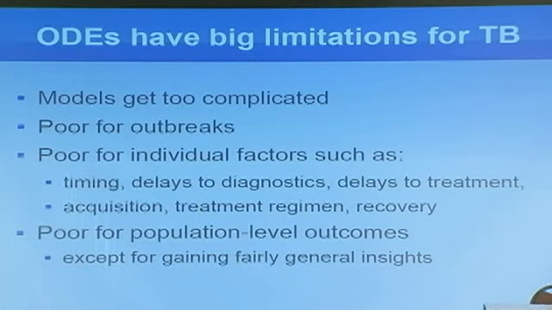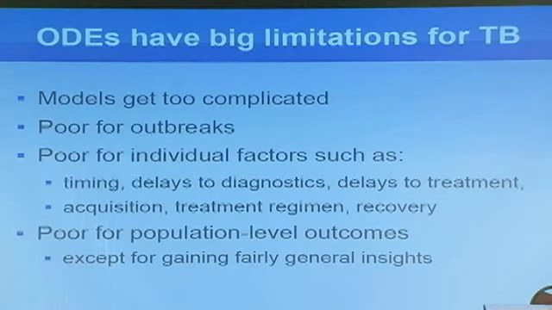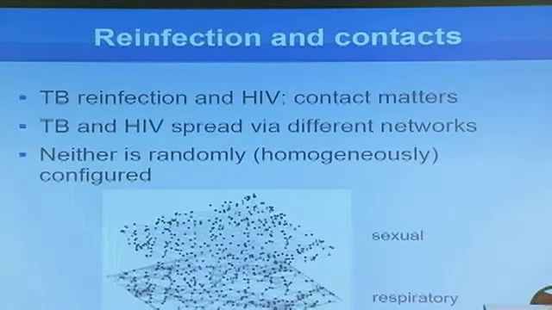So ODE models are poor for doing all these things that we want. They're poor for outbreaks, they're poor for individual factors, and they're poor for some population level outcomes because of these facts. Except for gaining fairly general insights, namely, co-infection's important and these kinds of things. Okay, I'll talk a little bit about contact structure.